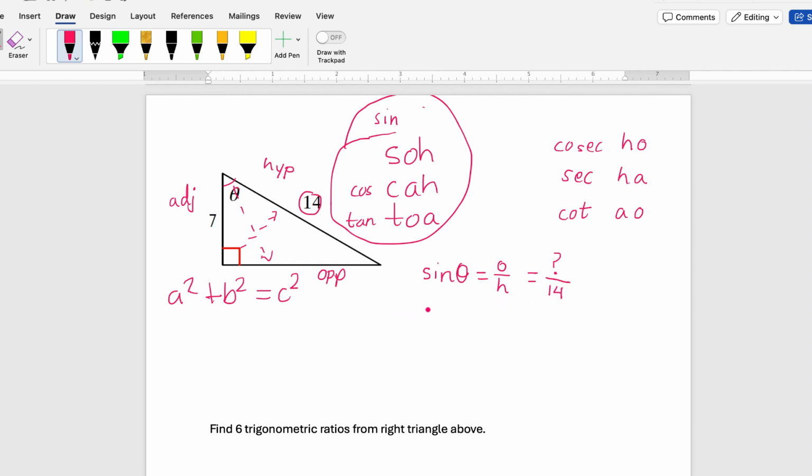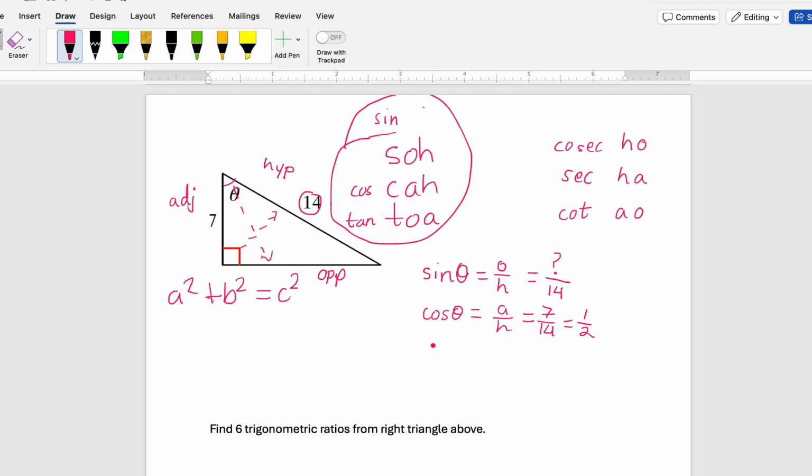Okay, let's do the cosine now. Cosine is adjacent over hypotenuse. My adjacent is 7 and my hypotenuse is 14. So I have both values here. If I reduce it, 7 times 1 is 7, 7 times 2 is 14. So my cosine theta actually has the value of one half.